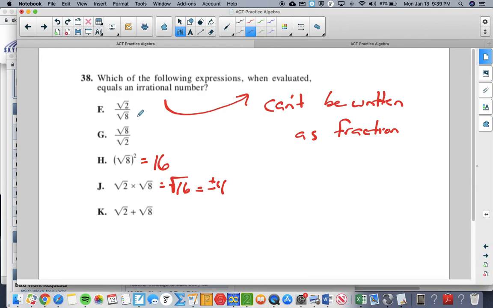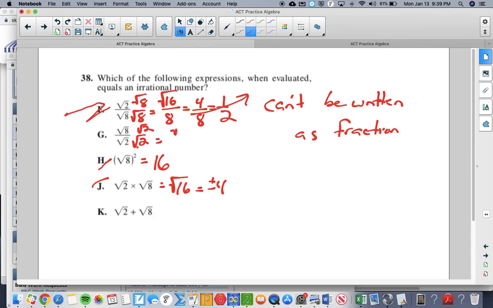Here, just recently we worked on rationalizing the denominator, multiplying by the bottom. So for this one, on top you get the square root of 16, and on the bottom you get an 8. Square root of 16 is plus or minus 4. So you get 4/8. Hey, that is a plain old fraction. So it's not F, it's not H, it's not J. Try to rationalize G.